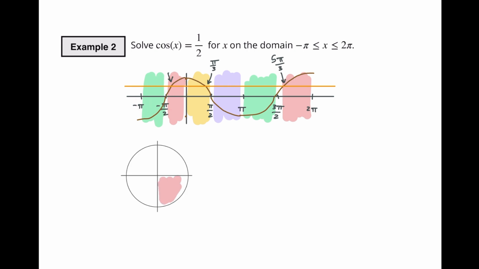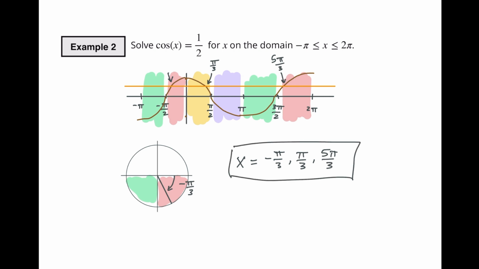Well, as I go backwards, here's quadrant 4, here's quadrant 3. As we go backwards around the unit circle, that's going to be negative pi over 3. So here our x values for cosine are going to be negative pi over 3 and 5 pi over 3. So these are our solutions between negative pi and 2 pi for where cosine is equal to 1/2.